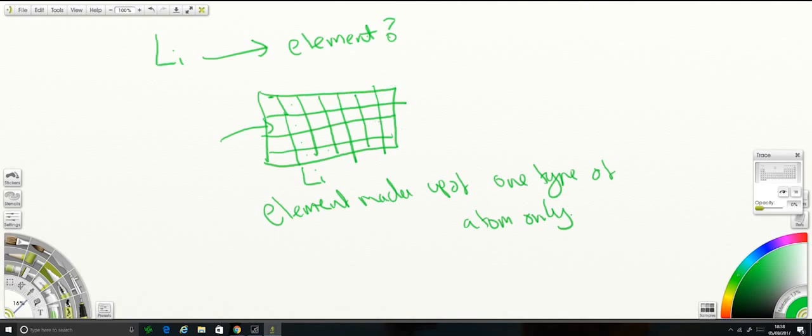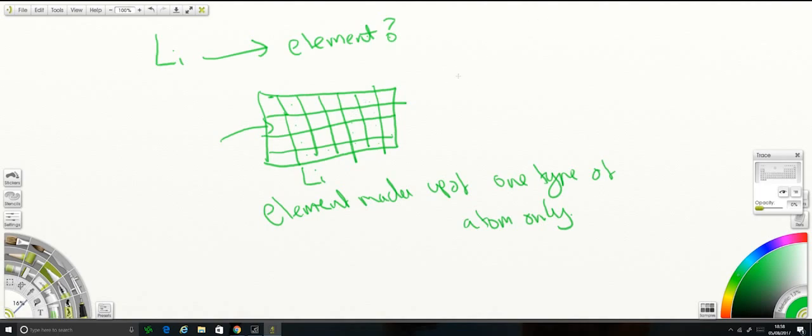That's what an element is. It's when you've got one type of atom which makes up the element. So you've got loads of atoms of lithium and they come together to form the element lithium.